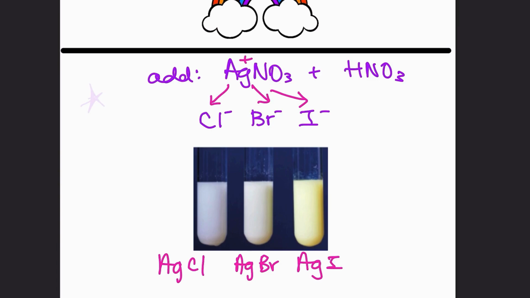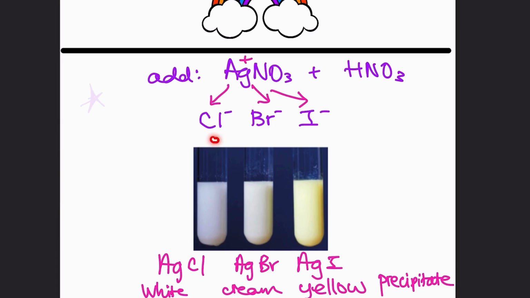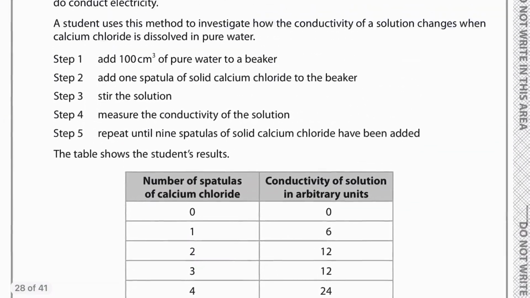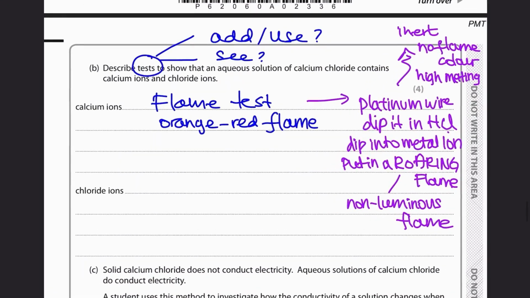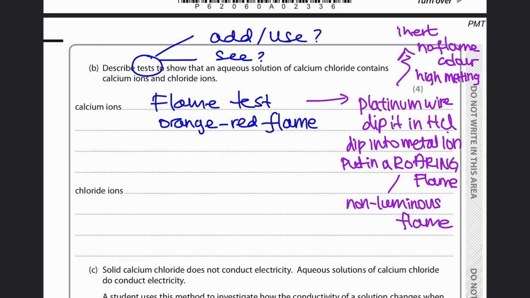And the color is white for silver chloride, cream for silver bromide, and yellow for silver iodide. And please add one word after that, which is precipitate. It means that it is an insoluble substance in there. So you're going to see either white, cream, or yellow, depending on if it's chloride, bromide, or iodide. Understand this?